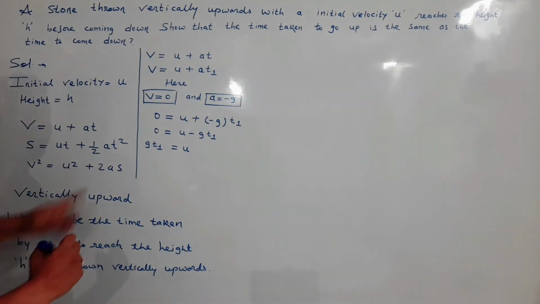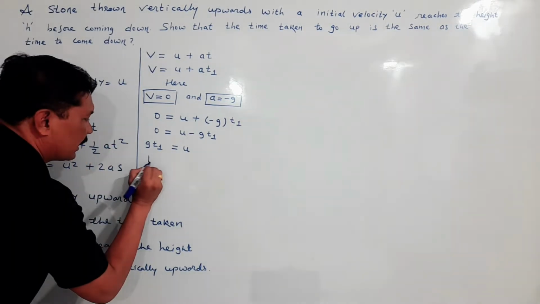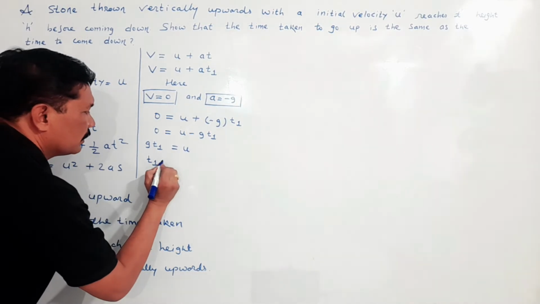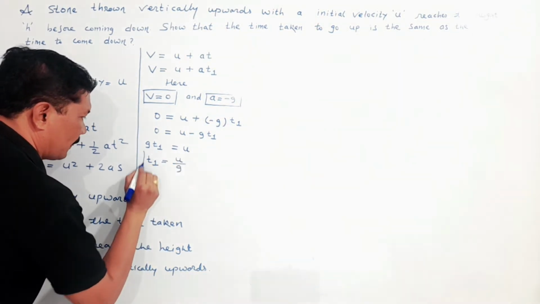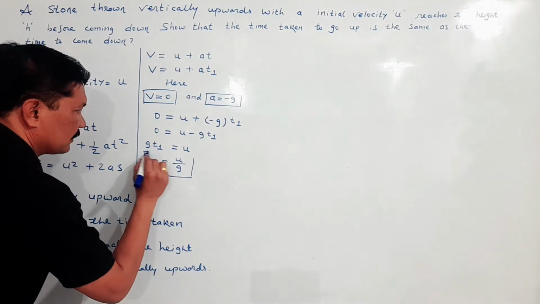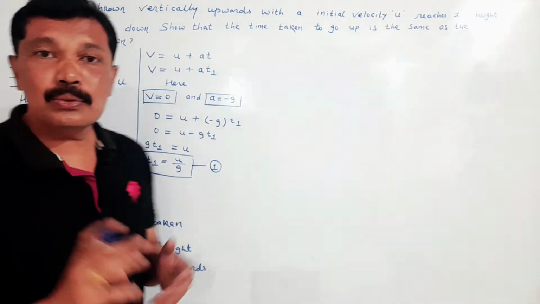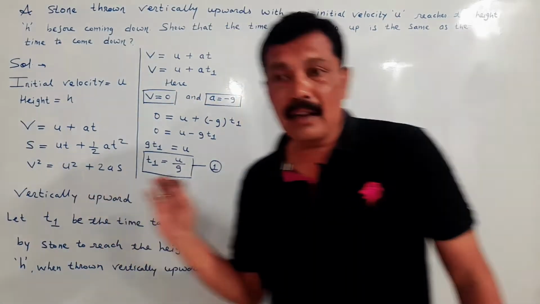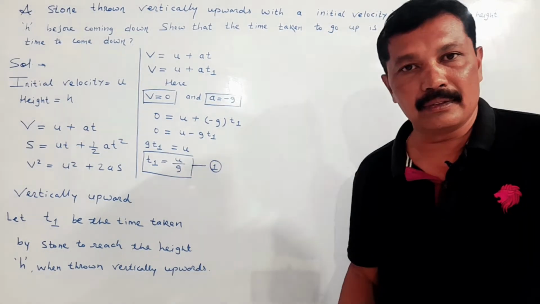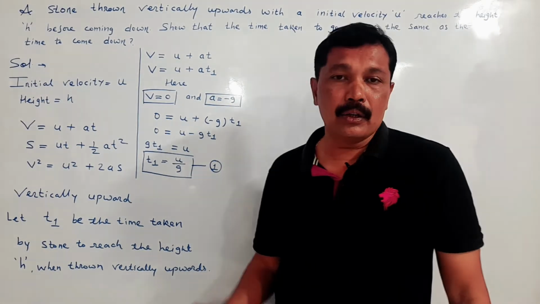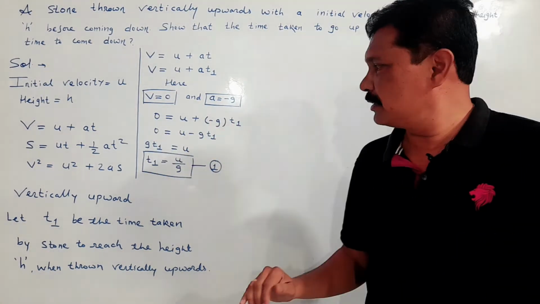My dear student, here we are going to find the value of time, and therefore we can write T1 is equal to U upon G. Equation 1. Here, my dear student, we have found out the expression of T1, that is the time taken by an object when thrown vertically upward to attain height h.